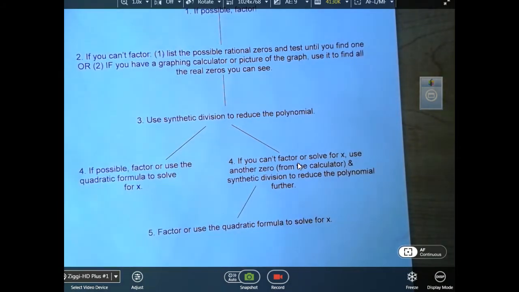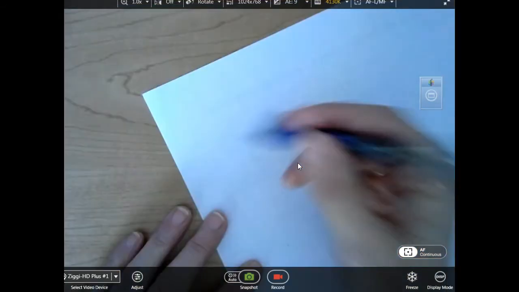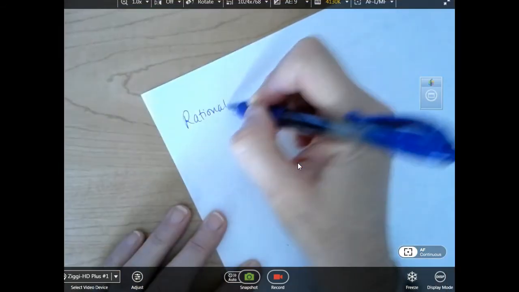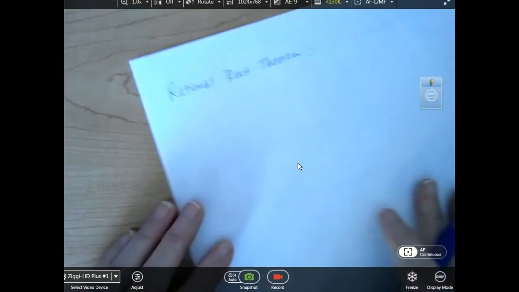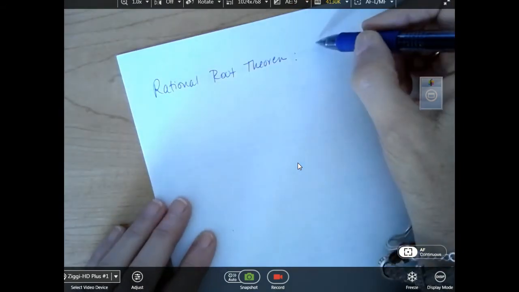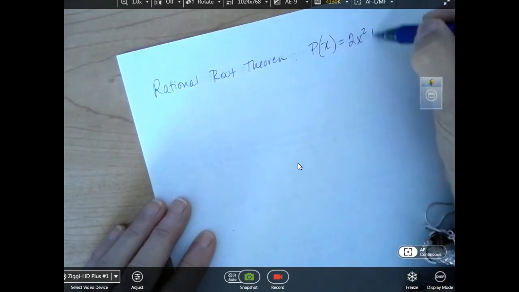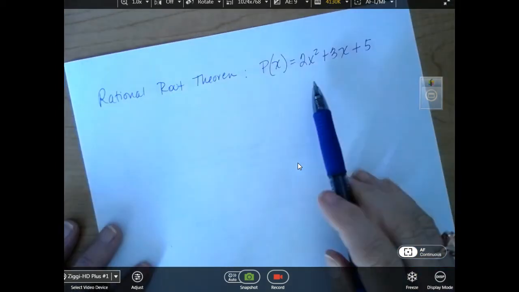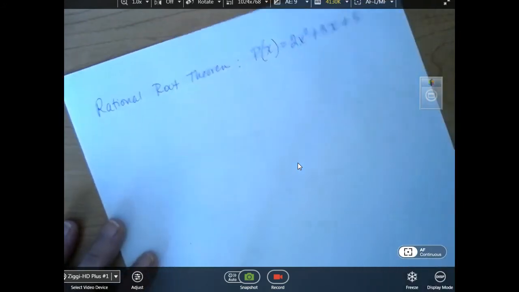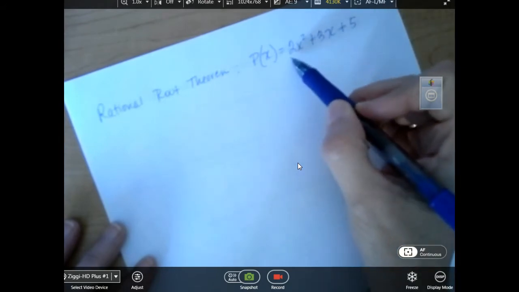You have a handout, so if you would, just flip to the back of the handout that looks like this. I'm going to start with what is called the rational root theorem. The rational root theorem says that if you have a polynomial in the form 2x squared plus 3x plus 5, you can list every possible rational root by looking at all the factors of your constant over all the factors of your leading coefficient.